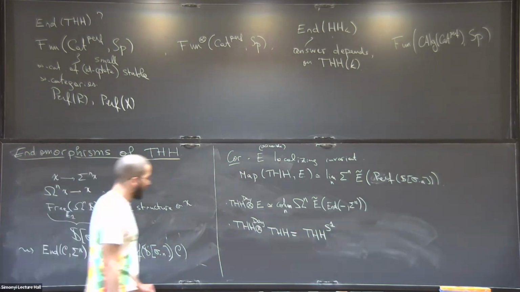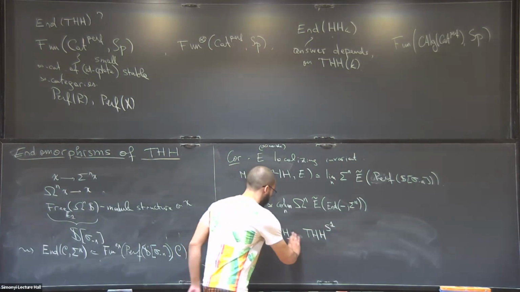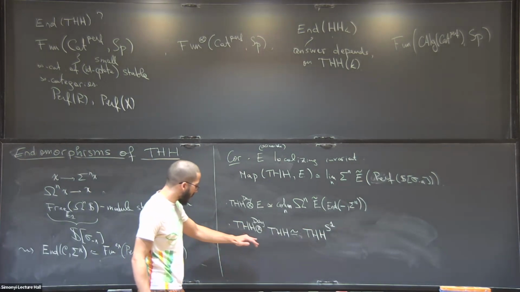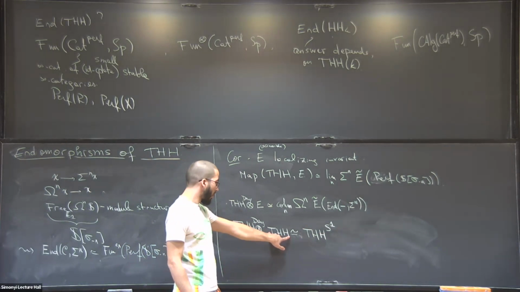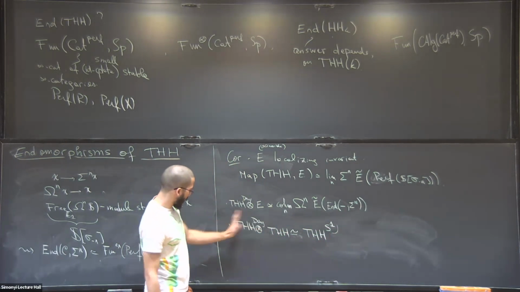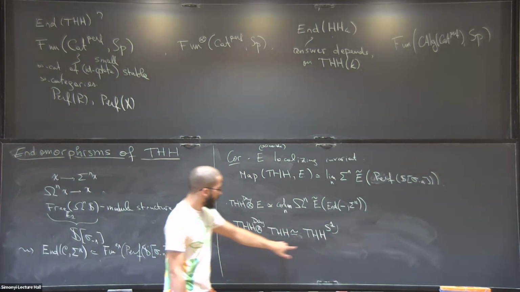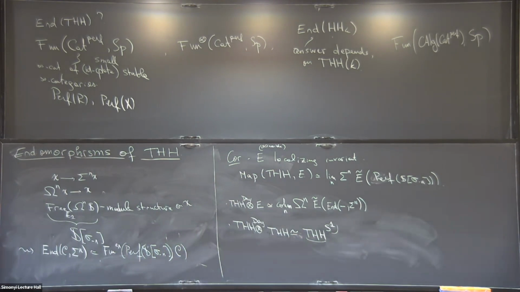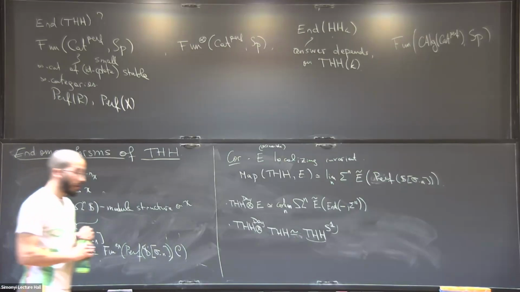Right. And this equivalence here is a bit more structured than you might think. So THH has an S1 action, and this S1 action matches this one. And it has a left THH module structure, and this matches this one. So THH is a functor on a certain type of stable category with values in spectra, and THH to the power S1 means the functor with sense. It's the same functor, yeah.